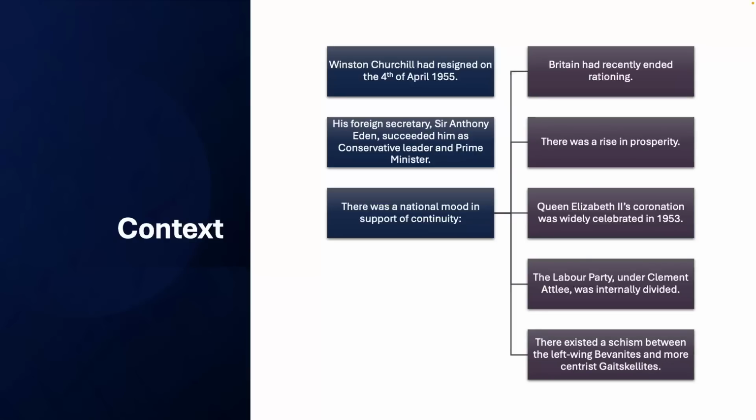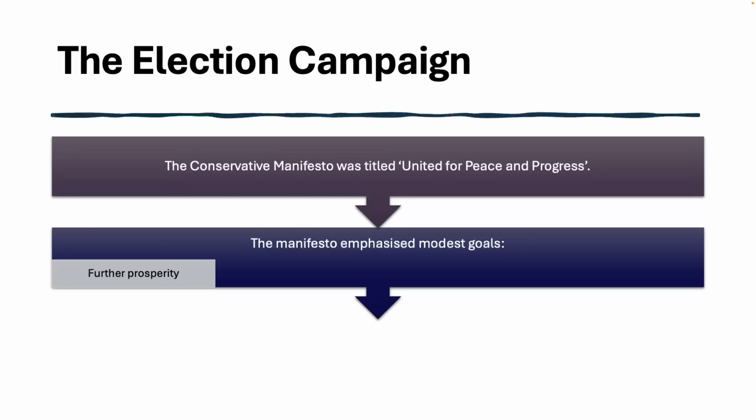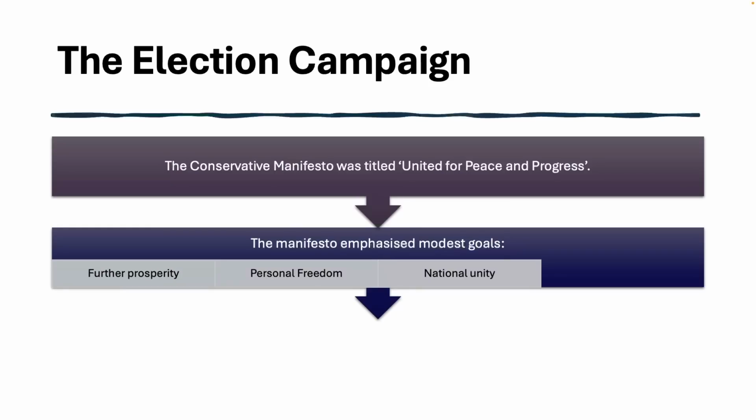And so fundamentally, when we think about the general election campaign, the Conservative manifesto was 'United for Peace and Progress', and it emphasised quite modest goals. It emphasised the furtherance of prosperity, the protection and development of personal freedoms, the idea of national unity, and also peaceful nuclear deterrence as a foreign policy issue. It offered very few bold pledges, the general idea being that if it isn't broke, don't fix it. And given the national mood at the time, nothing was really broken.